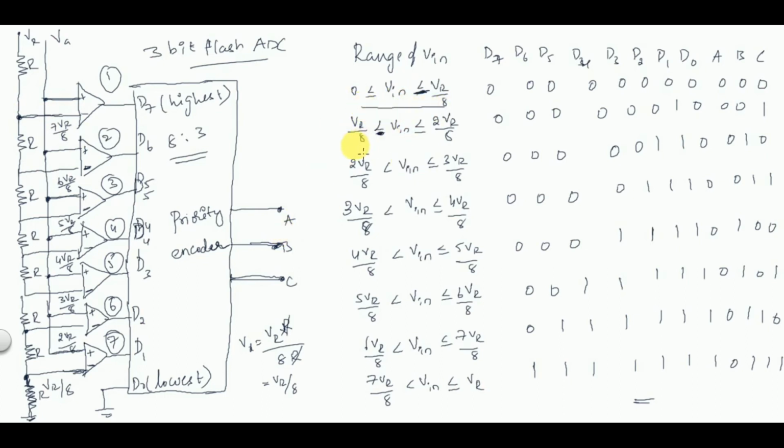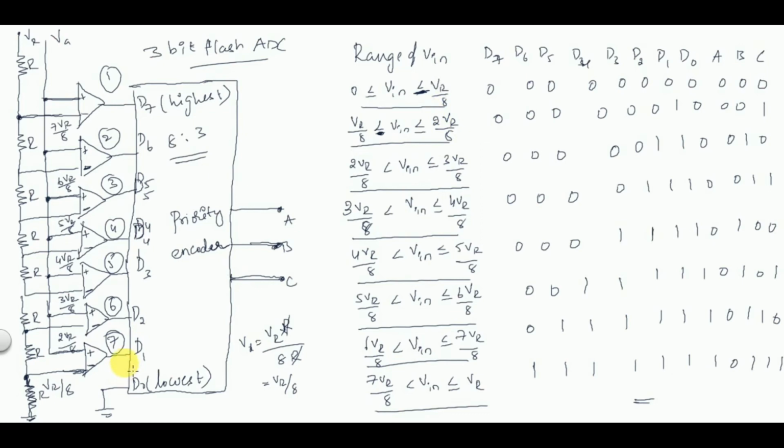So 0 to VR by 8, VR by 8 to 2 VR by 8, 2 VR by 8 to 3 VR by 8, as we have seen. Same in the case of 2-bit flash ADC. There you have got 4 cases. Now we'll get 8 cases because it is 3-bit. So all the ranges I have taken, right?